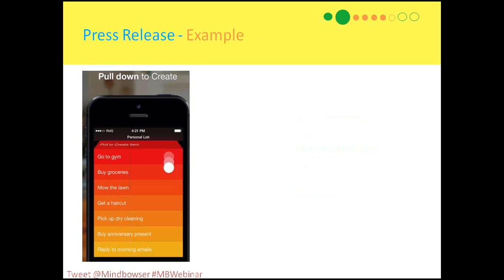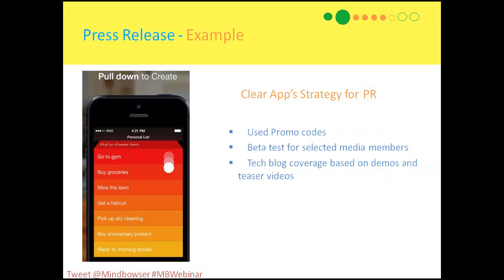So here's an example of a simple application. It's a to-do app called Create. They actually had a very good strategy in their press release. They distributed promo codes to all the journalists and media people. They didn't go to each one of them to send their PR kits. They prepared teaser videos and promo codes which were distributed. So the journalists downloaded the application for free and they got instant reviews.